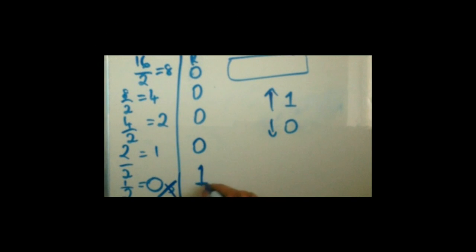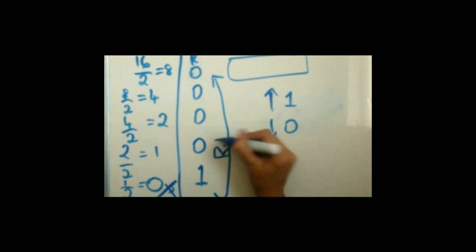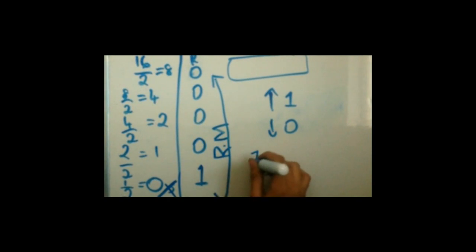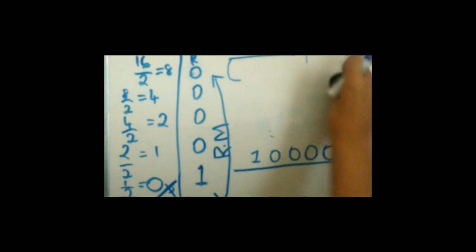Our answer for our binary, we always read from bottom to top. If I say read me over here, you guys will remember we always read from bottom to top. The answer is 1, 0, 0, 0, 0. Now, that's not the end of it, guys.